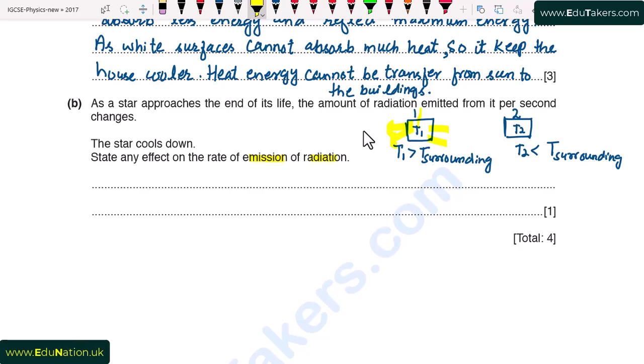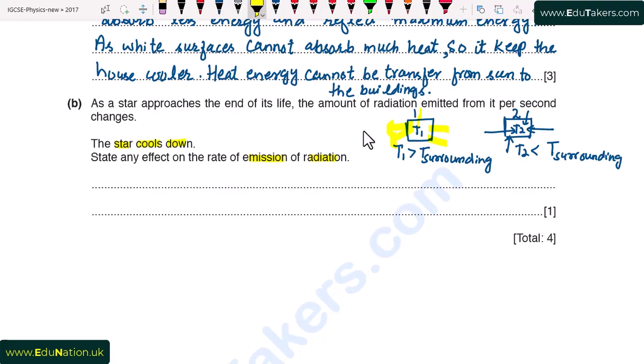But in the case of the second object, the temperature of the object is small compared to the surrounding. It means that energy from the surrounding adds to the object. We can simply say that the object absorbs energy in this case. So the object at higher temperature emits most of the radiation, but the object at low temperature absorbs most radiation. So here the star cools down, which means that its temperature decreases, its temperature is low.